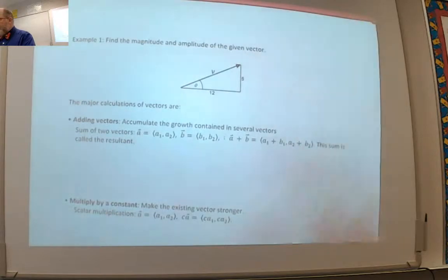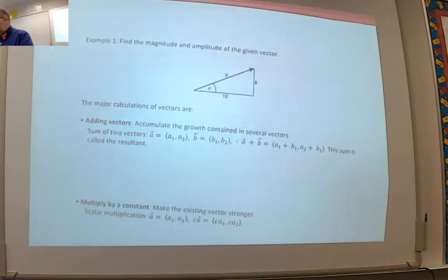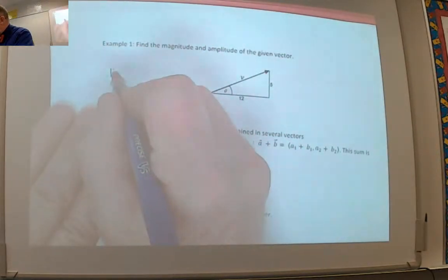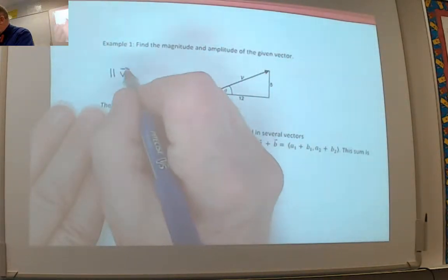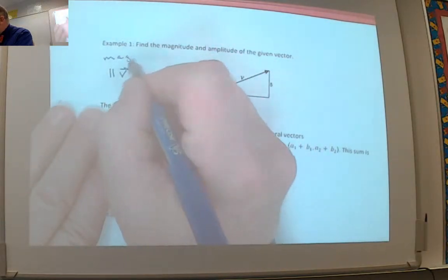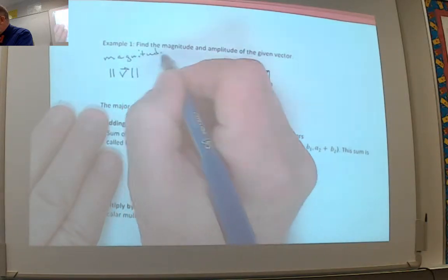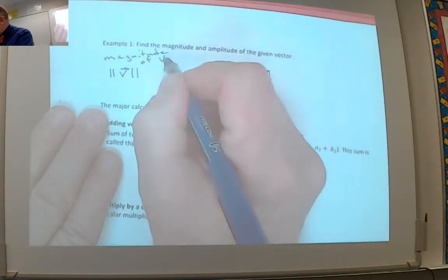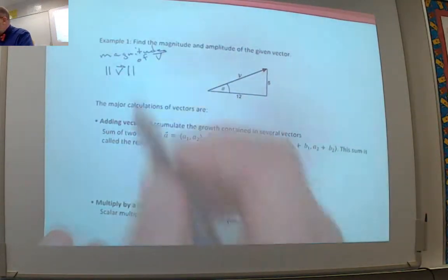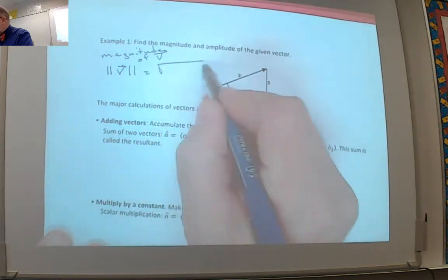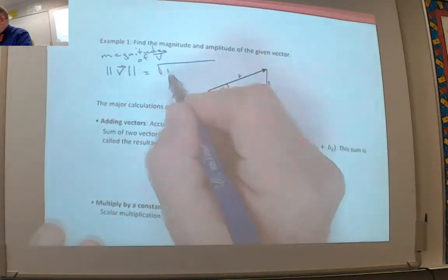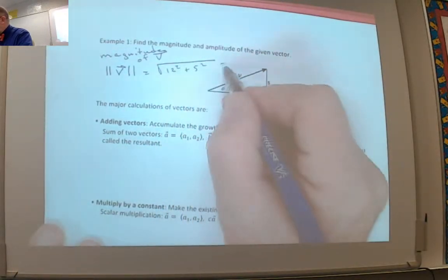Example, how would we figure out the magnitude and amplitude of this vector? Well, the way I write this means the magnitude of vector v. How long is that particular vector? And that would be equal to the square root of what? 12 squared plus 5 squared.